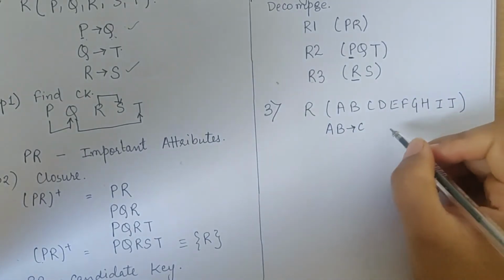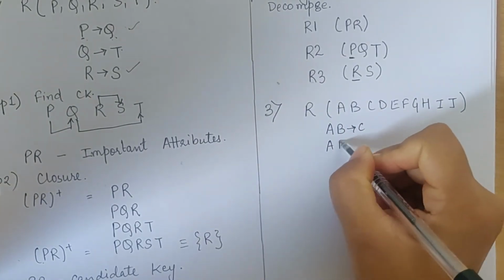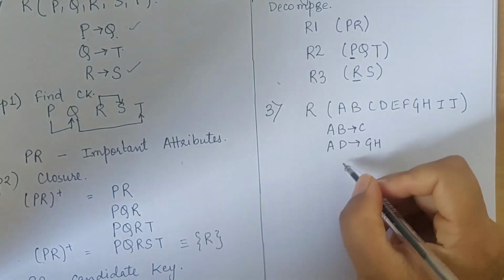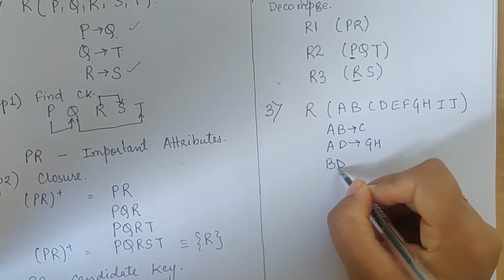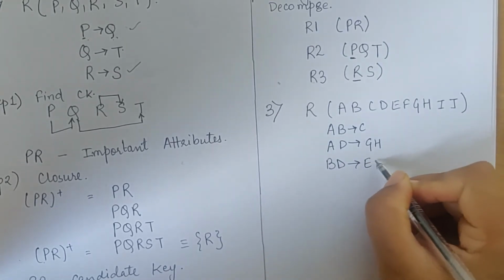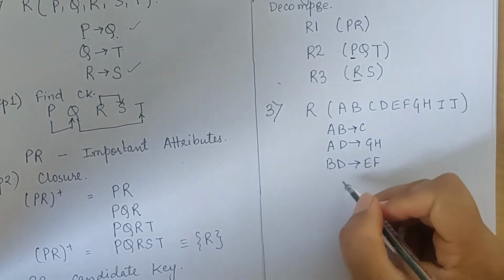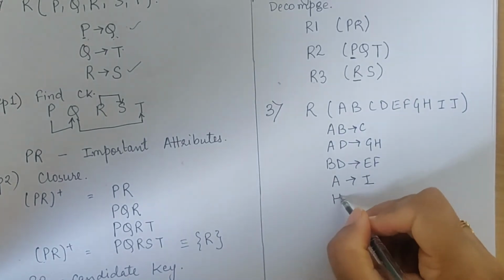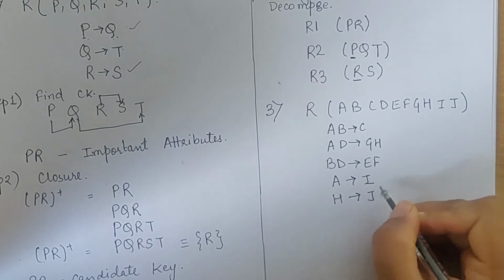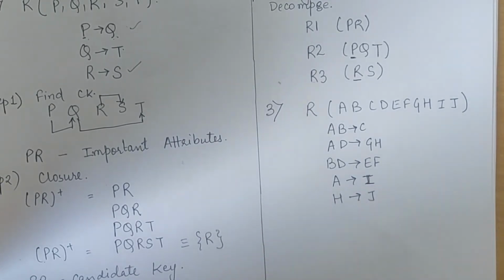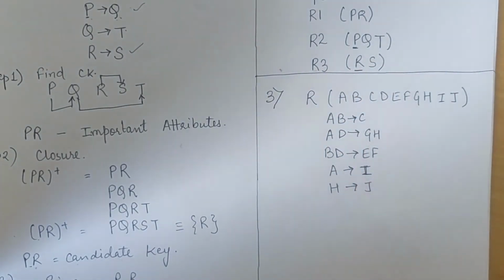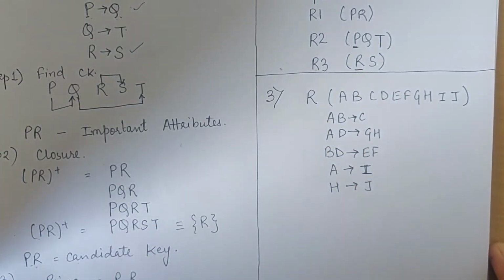AB determines C. AD determines GH. BD determines EF. A determines I. H determines J. Okay, so these are the dependencies for this question. This is a new question. Okay, third example. So first step is what? Find out the candidate key.